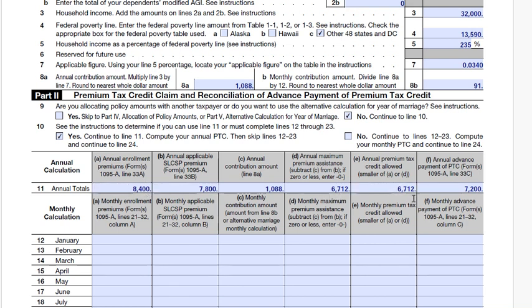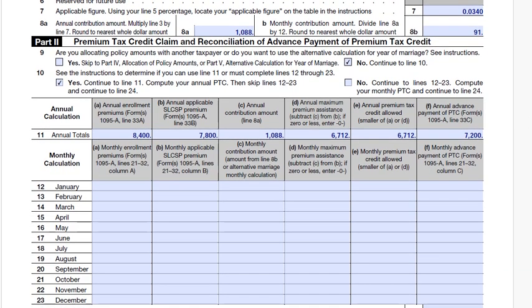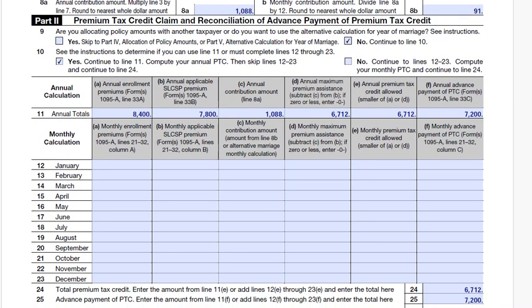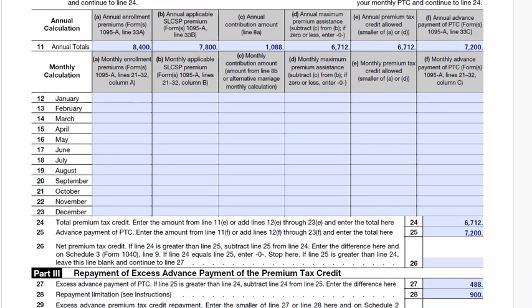This is what the government will subsidize. This is what the government has already paid the health insurance company. And so we can see that the government has paid the health insurance company $7,200, but it only needs to pay $6,012. So which means that the government overpaid, and then the taxpayer has to repay the government the difference.